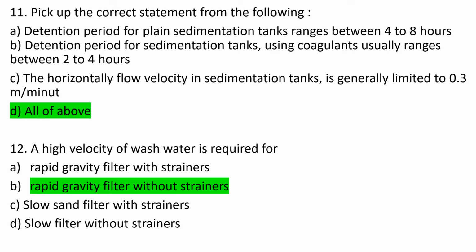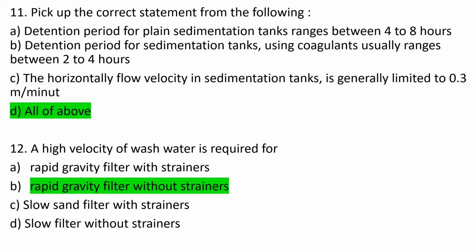Question number 11. Pick up the correct statement from the following. Statement A. Detention period for plain sedimentation tank ranges between 4 to 8 hours. B. Detention period for sedimentation tanks using coagulants usually ranges between 2 to 4 hours. C. Horizontal flow velocity in sedimentation tank is generally limited to 0.3 meter per minute. And D. All of the above.